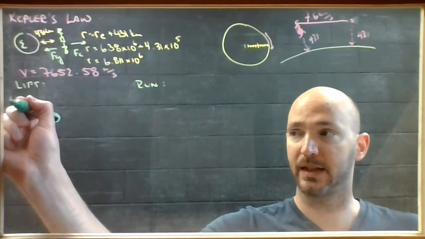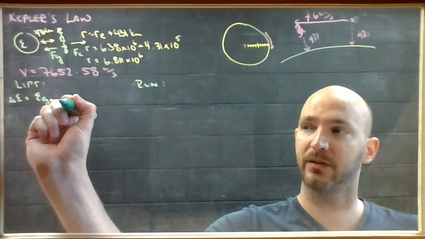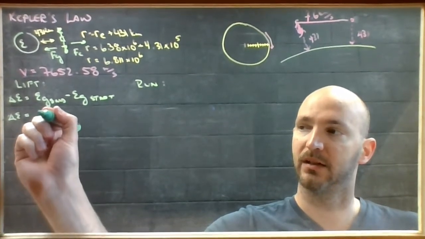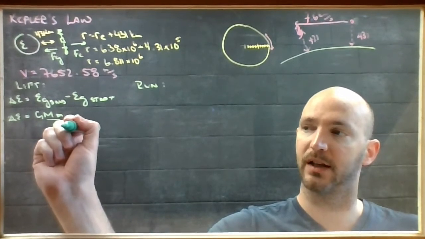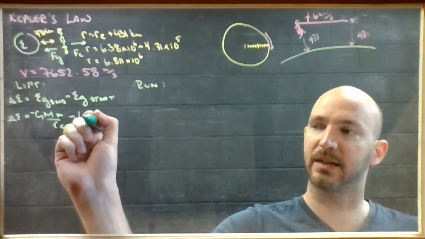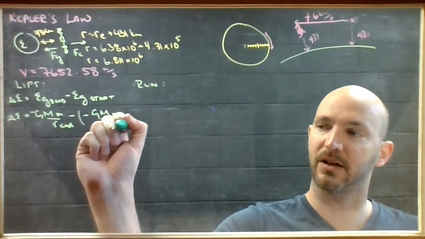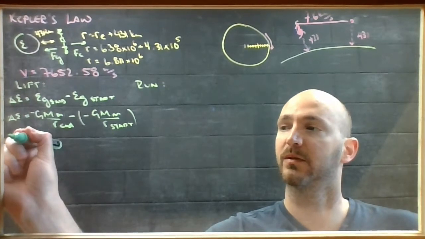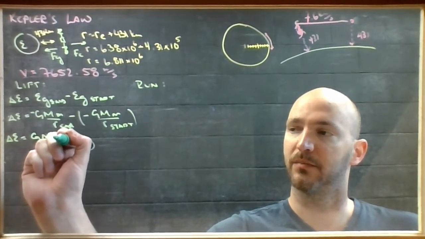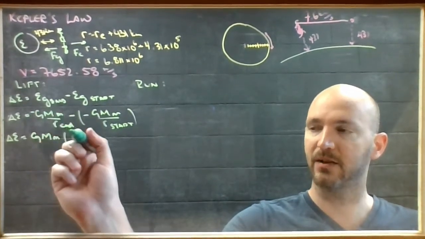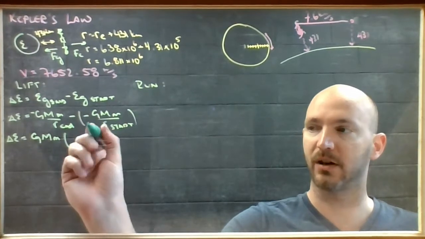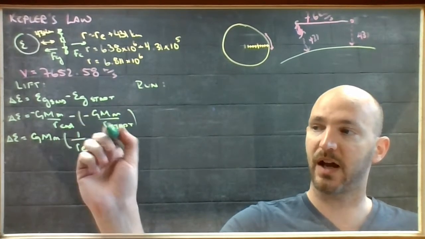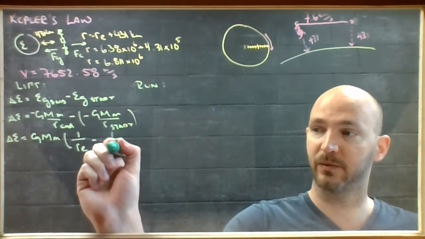So the lift energy, a delta E, would be the gravitational energy at the end, subtract the gravitational energy at the start. So delta E would be negative G M m over r at the end, subtract negative G M m over r at the start. I have G M m in both of those terms, so I can factor them out. That leaves a negative 1 over r at the end and a negative negative 1 over r at the start. So negative negative is a positive. And the starting radius is the Earth's radius, so I'll put that in there. Subtract 1 over this orbit height, radius of the orbit.